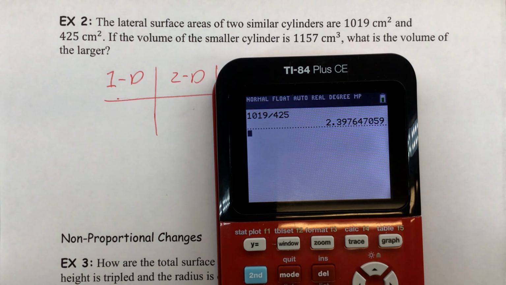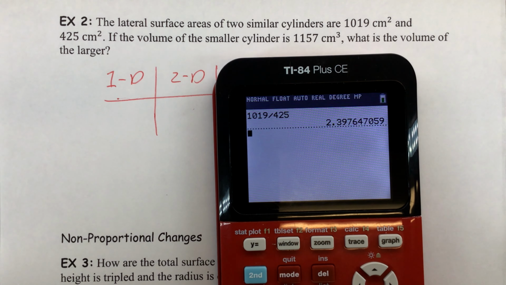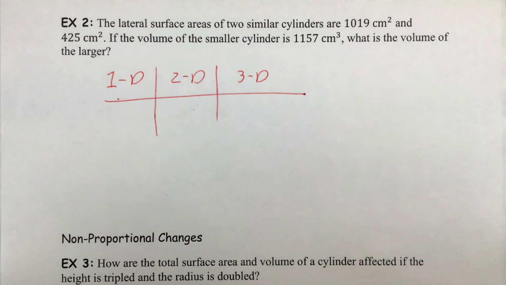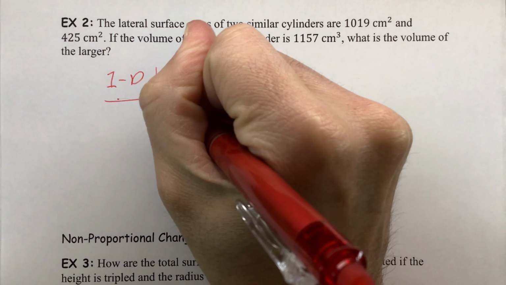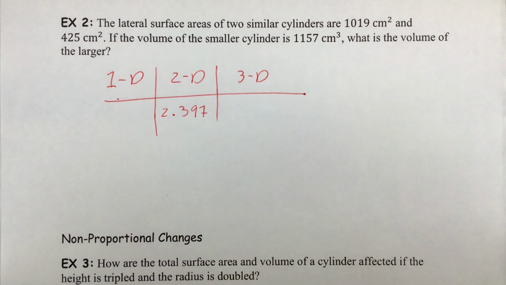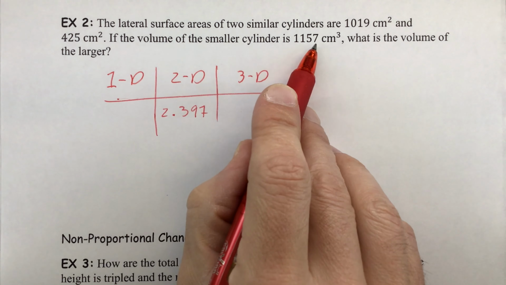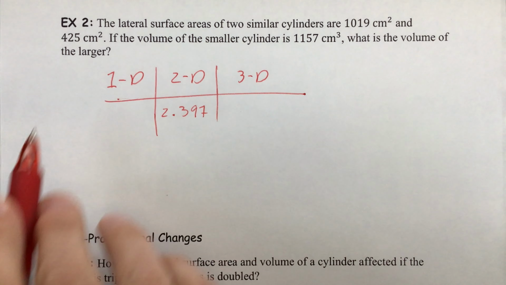Okay, so this is the scale factor. It does not appear to be a nice number, but it is the scale factor that we have. Okay, so I'm going to go ahead and write it down as, let's call it, we'll do 3 decimals, 397. The more that you take, the more accurate this will be. Okay, so what we need is the scale factor in 3D so that we can take the volume of the smaller cylinder and multiply by that factor to get the volume of the larger one.